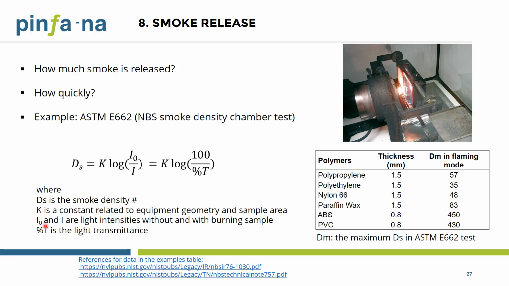The equation shown on the left shows how the smoke density number Ds, which is proportional to the optical density of the smoke, is calculated in the test. Ds does not have any unit, just like optical density. Maximum smoke density Dm of a couple of example polymers are shown in the table on the right.